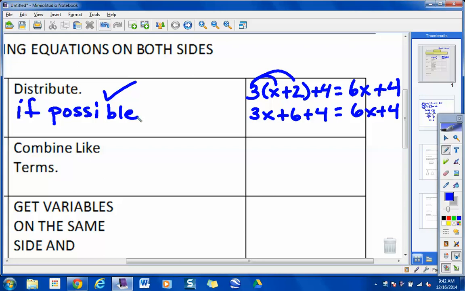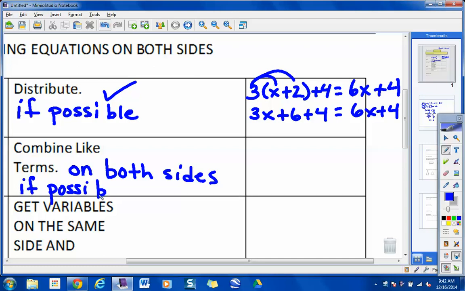Second part, I want you to do this. Combine like terms on both sides. Are you always going to be able to combine like terms? No. So on both sides, if what? If possible. All right? So we're looking at combining like terms on both sides if possible. When I talk about both sides, there's a left side of the equal sign, there's a right side of the equal sign, right?